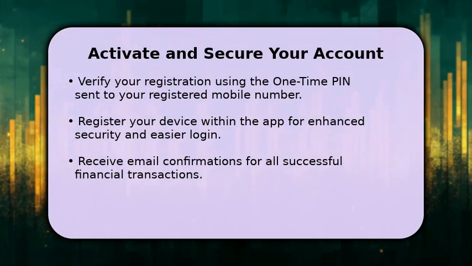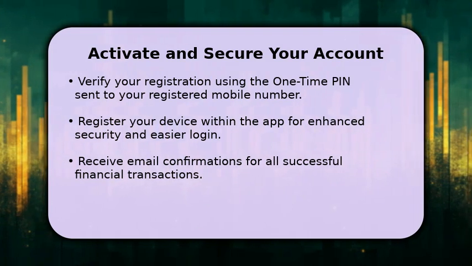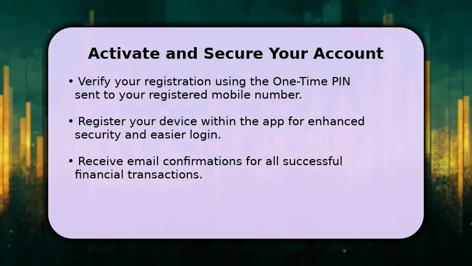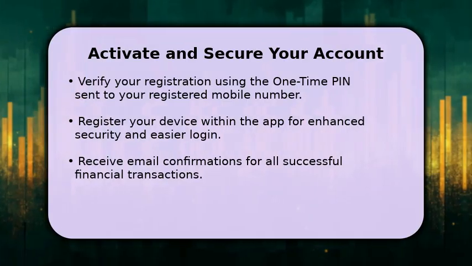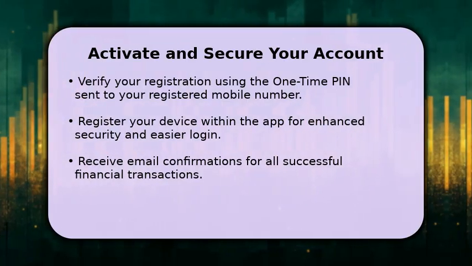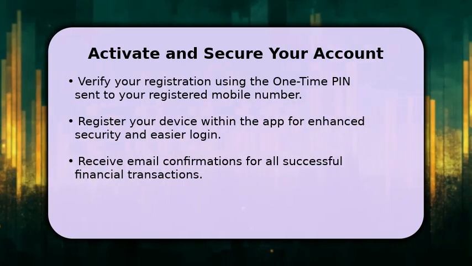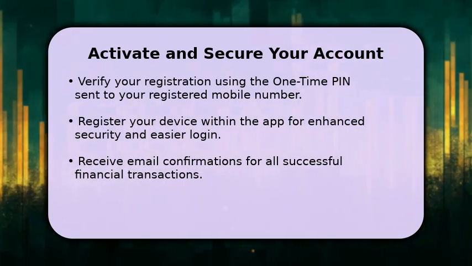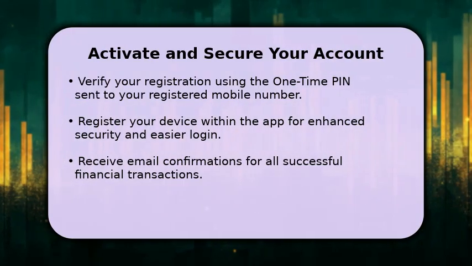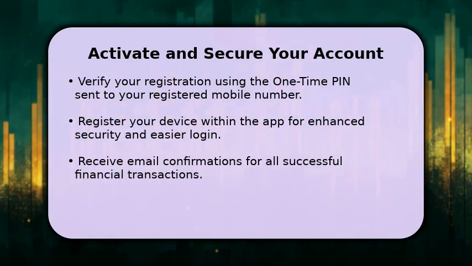To activate your account, you will receive a one-time PIN, or OTP, via SMS to your registered mobile number. Enter this 6-digit code into the app to complete your registration. For enhanced security, register your device within the app. This links your phone to your account, making future logins smoother.